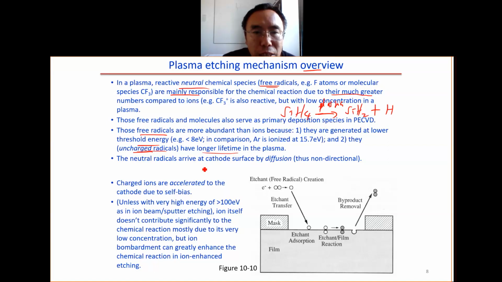They come to the surface by diffusion because they are uncharged, so they are non-directional. On the other hand, the ions are accelerated to the cathode because of the self bias. Unless they have very high energy, the ions themselves don't contribute significantly to the chemical reaction because they have a 10 to 100 times lower concentration than the free radicals. But ion bombardment can help enhance the chemical reaction in ion enhanced etching.